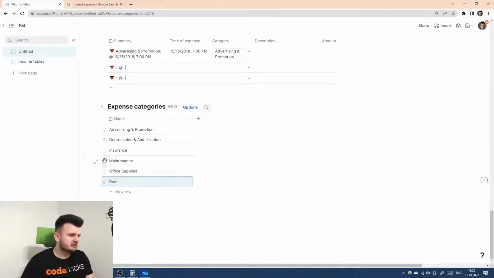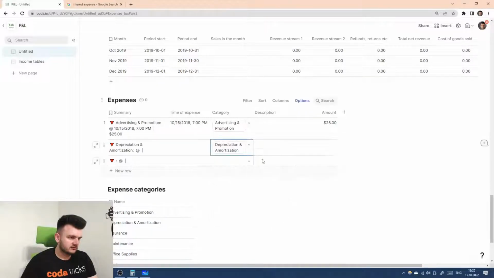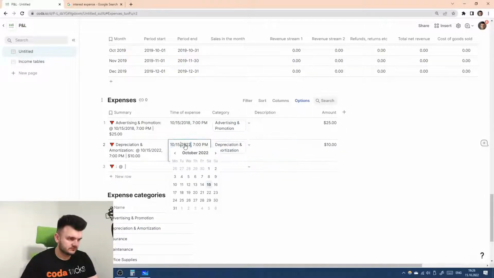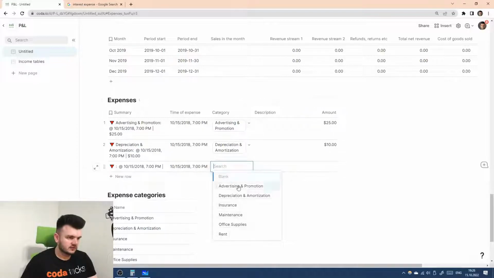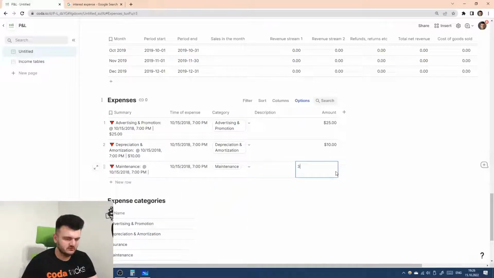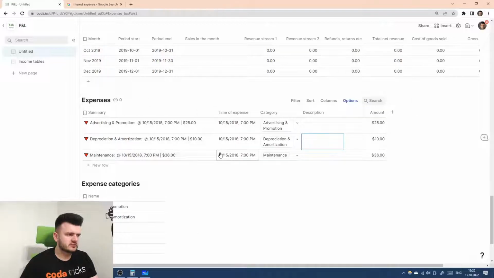Let's just keep it simple, let's keep 6 out of all the expense types. And we have the amount 25. And depreciation, let's have 10. And maintenance, we have 36. And then we may have that description, we may not have that description, so it doesn't really matter.